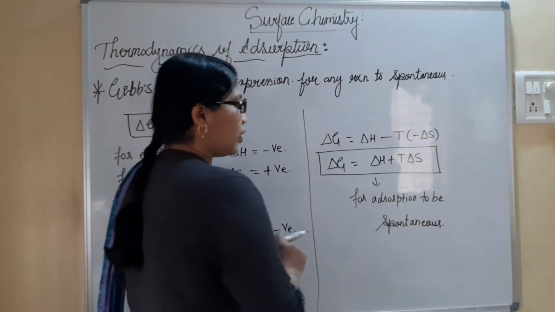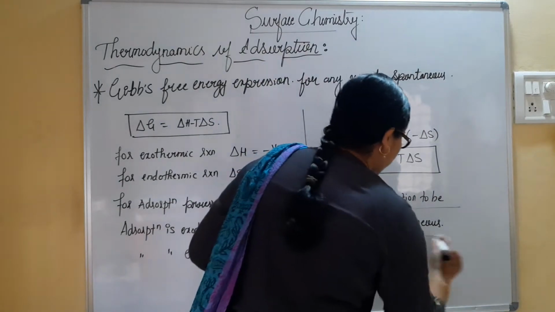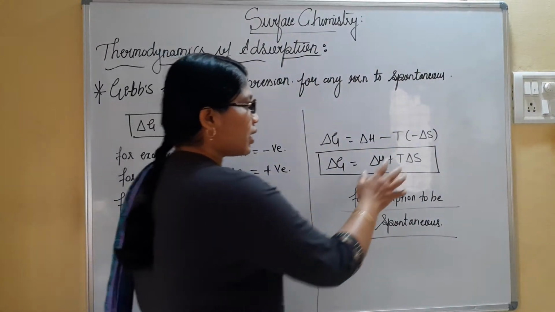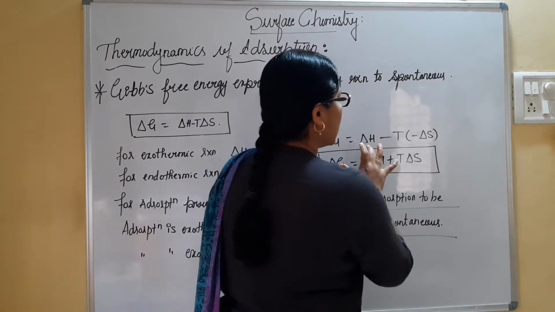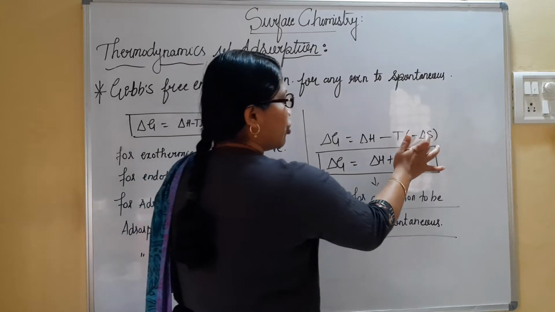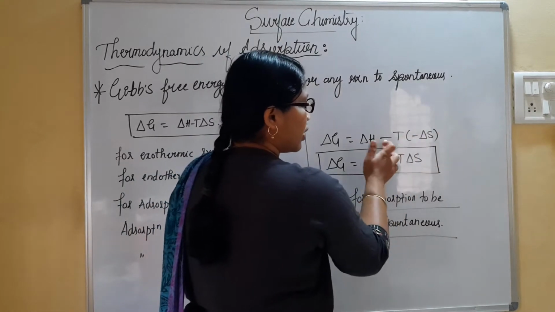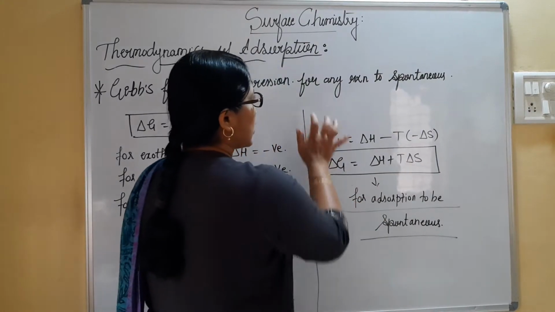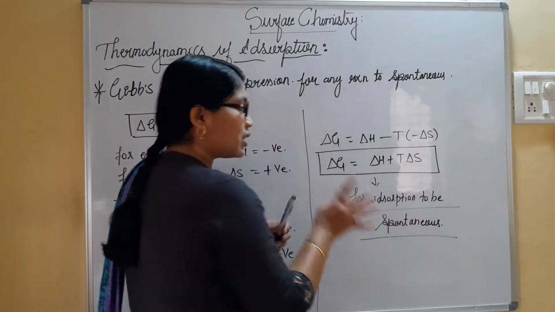Listen to me very carefully. And here this expression I have written for the spontaneous reaction of adsorption. What I have taken here? Delta S value, randomness. Delta H, enthalpy I have taken. This is entropy, enthalpy. Entropy value, negative. I have written here positive. So this will be the Gibbs free energy expression for the adsorption process.